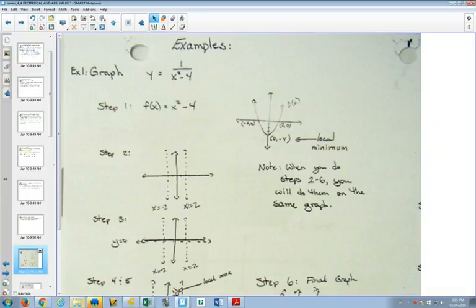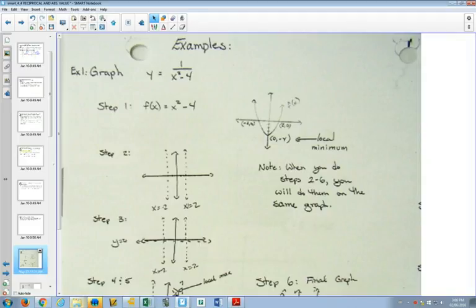We'll start with example 1. We're going to graph 1 over x squared minus 4. So the first thing we're going to do is graph the bottom. Here we've got the graph of x squared minus 4. That's a parabola that's been moved down 4, right?